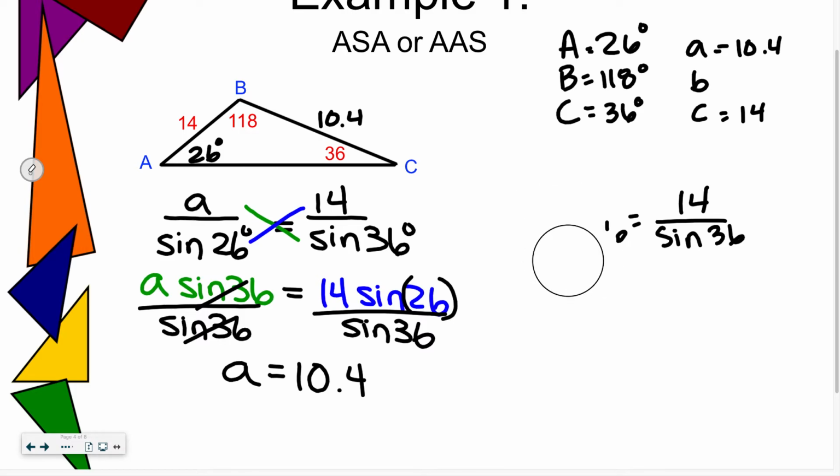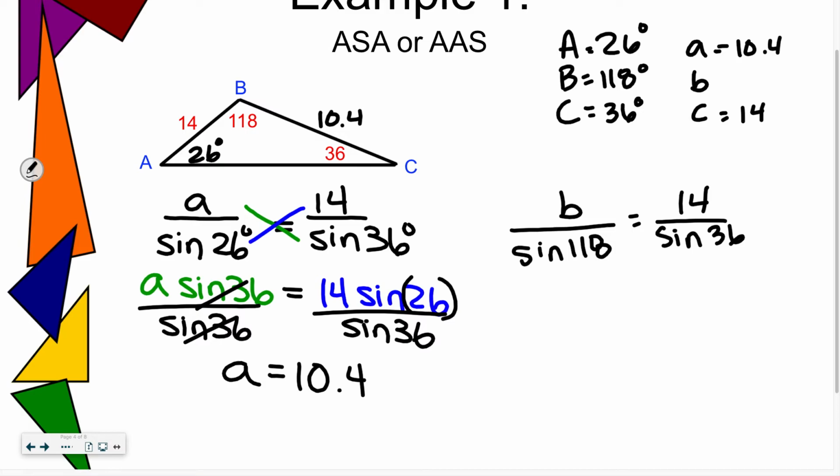So I'm going to set it equal to, oh, I put the wrong number and it's 118, isn't it? I'm solving for side B, aren't I? Sorry, I got C in my head. I apologize. So we want to find side B. Side B over sine of angle B is equal to 14 over sine 36.